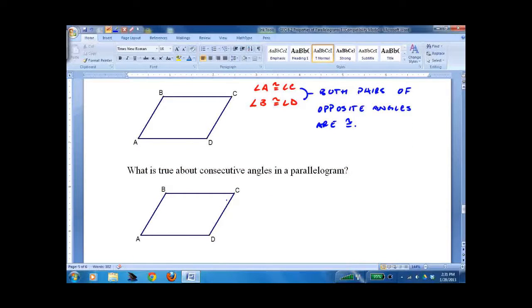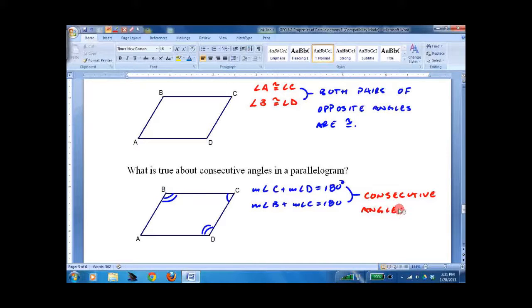And since we have parallel lines, we know that the measure of angle C plus the measure of angle D equals 180 degrees. Same thing goes across this way. Measure of angle B plus measure of angle C equals 180 degrees. And the simplest way to state that is to say consecutive angles. That just means any pair of angles that are next to each other. These, or these, or these, or these. Consecutive angles are supplementary.